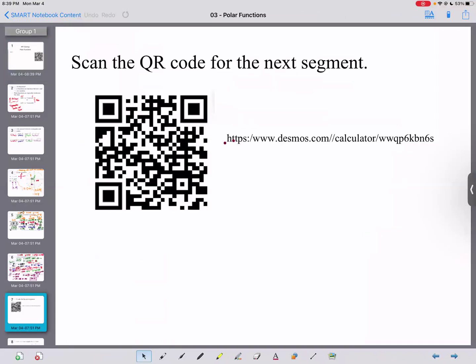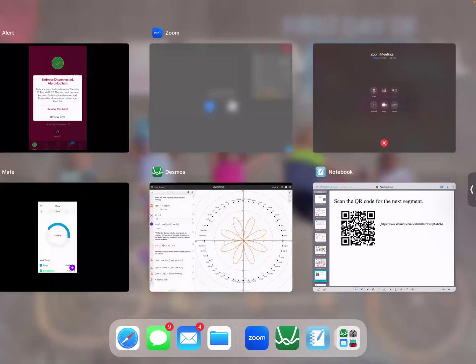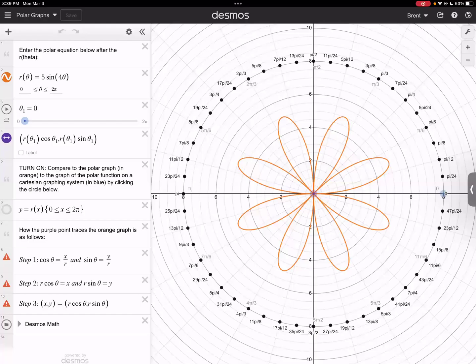I posted this link in the Google Classroom. If you go to Google Classroom, you can see it if you're on your phone right now. But if you're on your computer, just scan this with your phone, okay? It should open up this graph. And here's what I want to do.